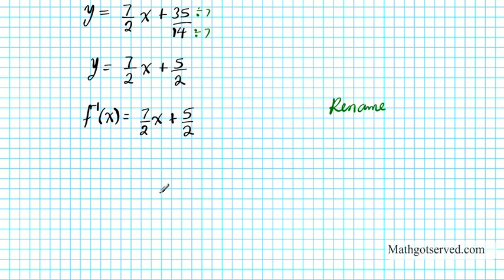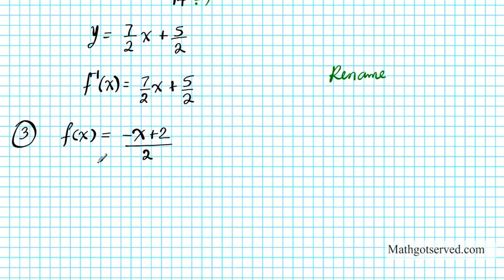Alright, let's go ahead and take a look at question number 3. Question 3, we have the function f of x equals negative x plus 2 over 2. We're going to start out by doing the rewrite step. So to rewrite this, we're going to write f of x as y equals negative x plus 2 over 2.